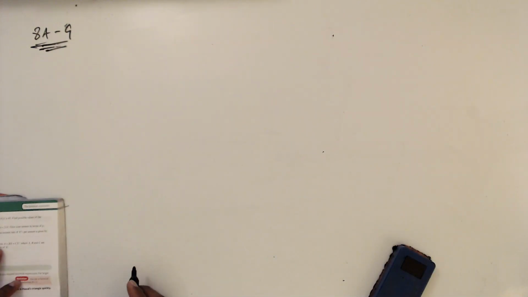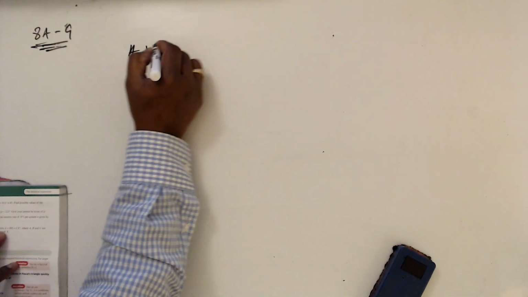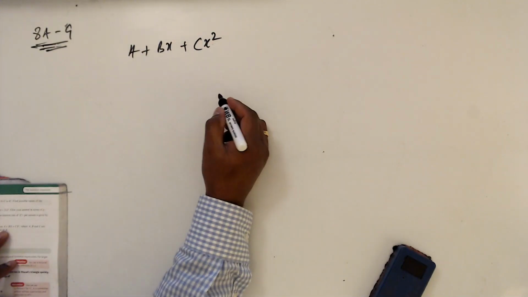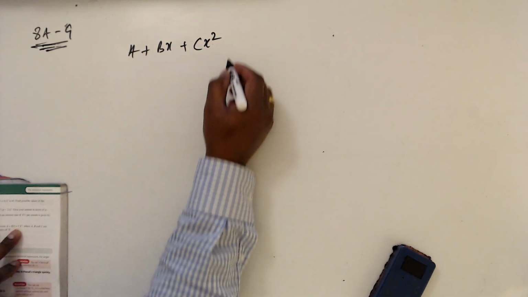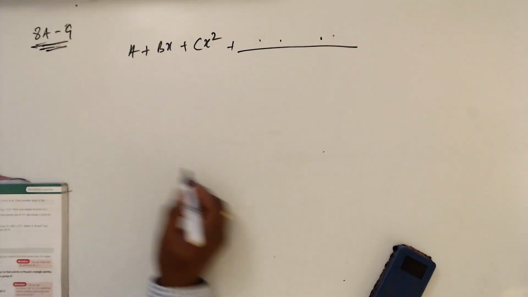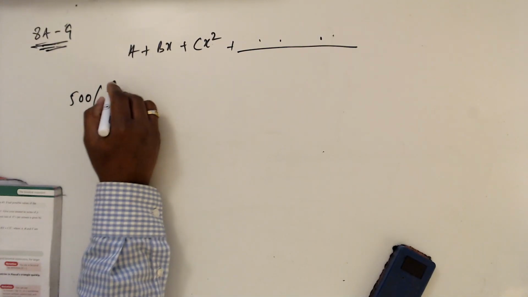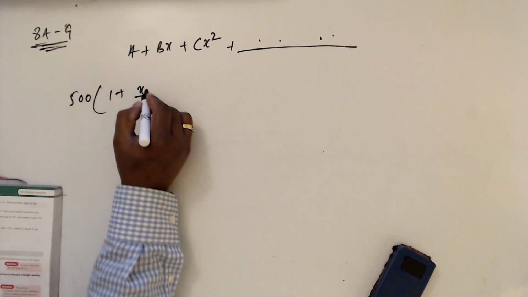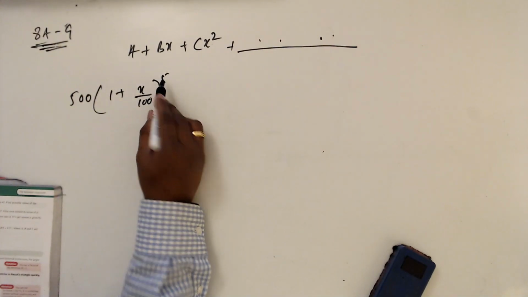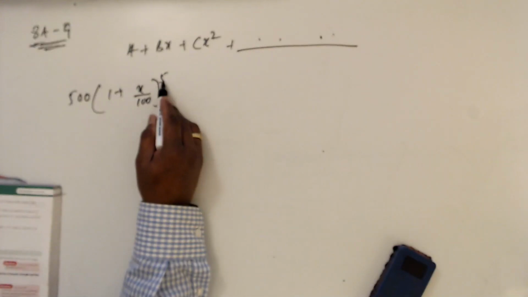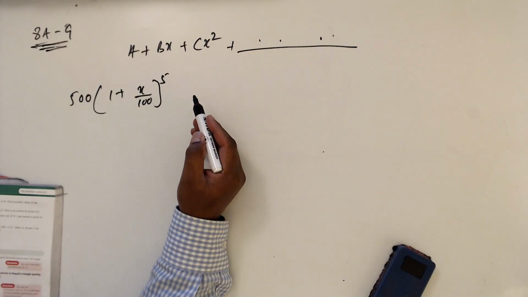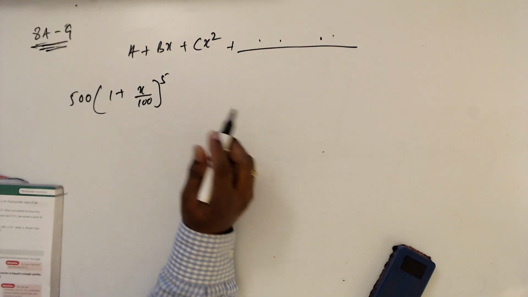Question number 9. When you look at this question, we want to find the approximation for a plus bx plus cx square. They don't need 3, 4, 5 powers. So 500 times 1 plus x over 100 to the power 5. How many terms are there? If this is 5, 5 plus 1, there are 6 terms. And you can check the 6th row of the Pascal triangle.